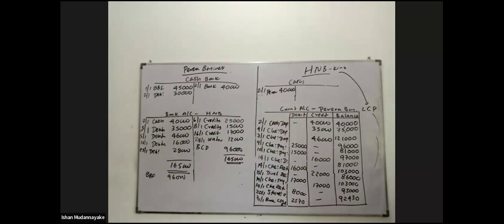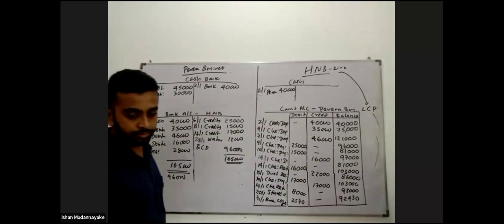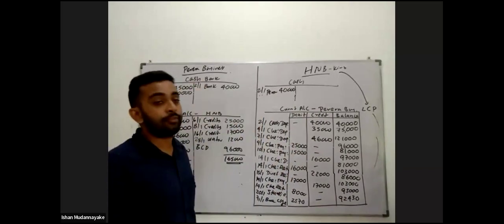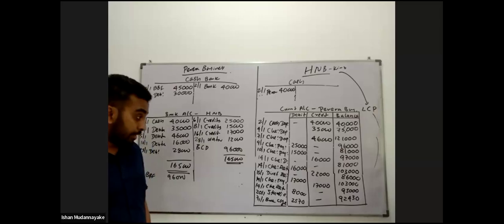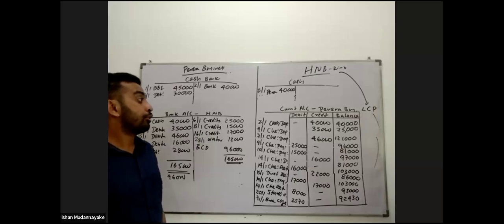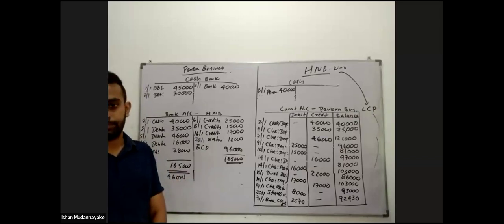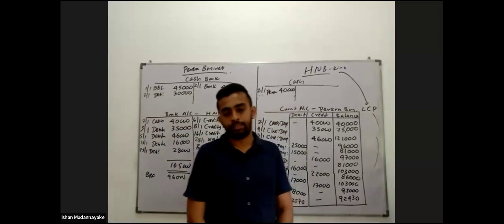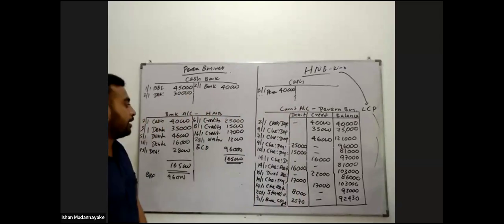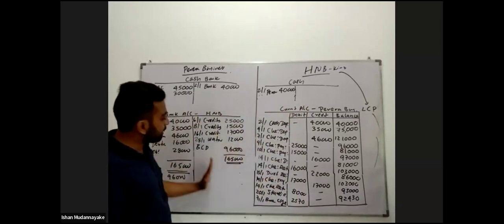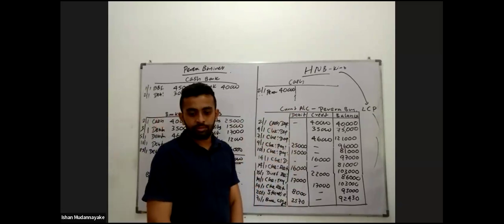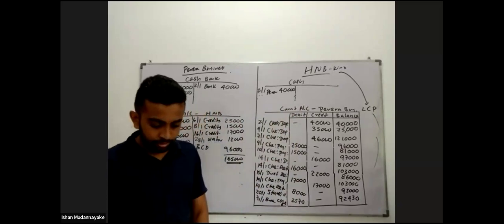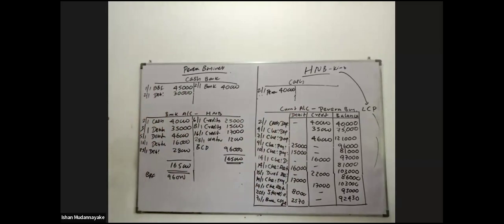Now you need to cross check both sides. There's a difference, so you need to identify the reasons for the difference. But before identifying the reason, you need to cross check the bank account and the bank statement first. Please get a red pen.